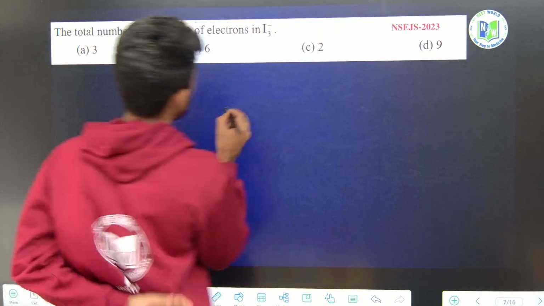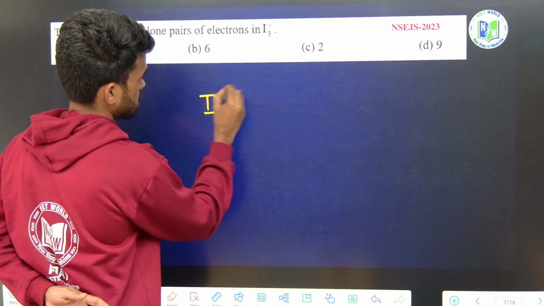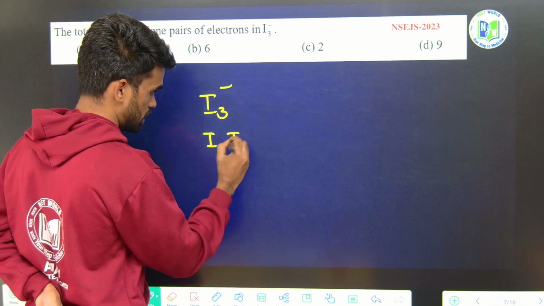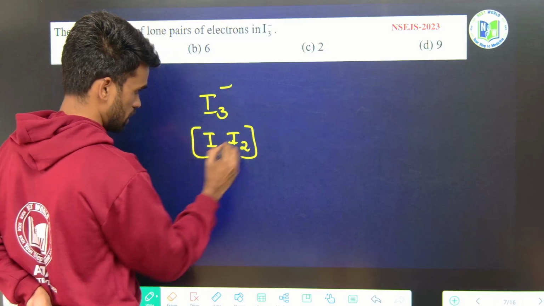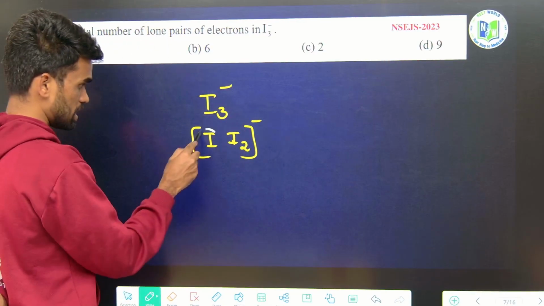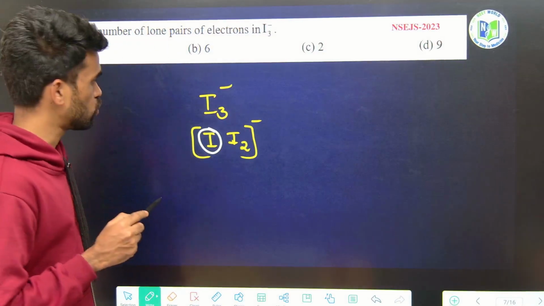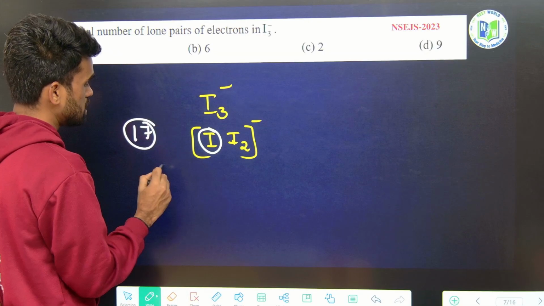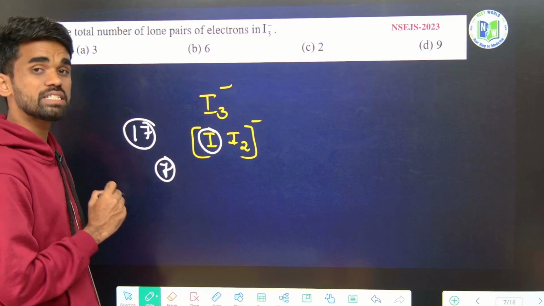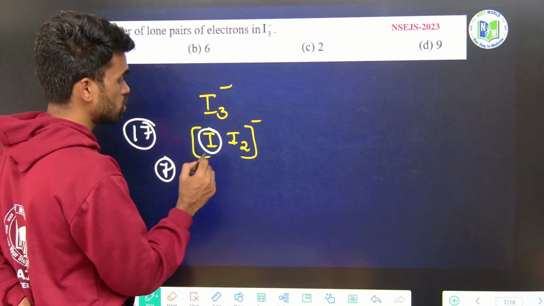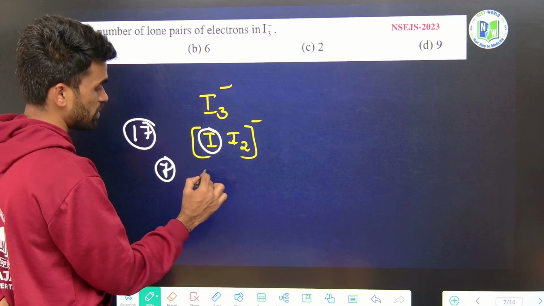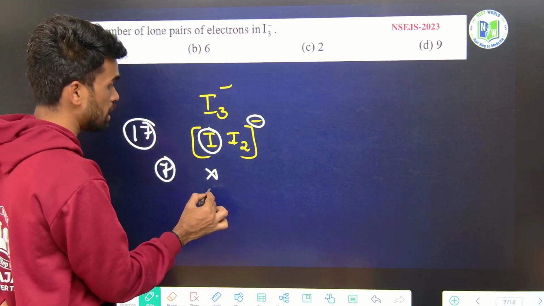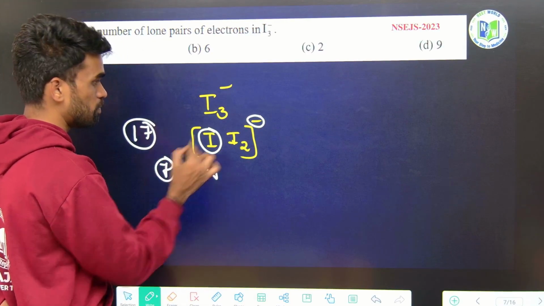See, I3 minus. So what is the central atom? You can say iodine itself is the central atom and iodine itself is the surrounding atoms. Totally you can write it like this. Iodine is the central atom, a halogen, a 17th group element. So how many valency electrons? If it is a 17th group element, just remember 7 valency electrons will be there. If it is 16th group, 6 valency electrons. So now take 17th group iodine, 7 valency electrons, and the minus charge is there, so you add that electron also. Totally how many electrons will you get? 7 plus 1, 8 electrons.